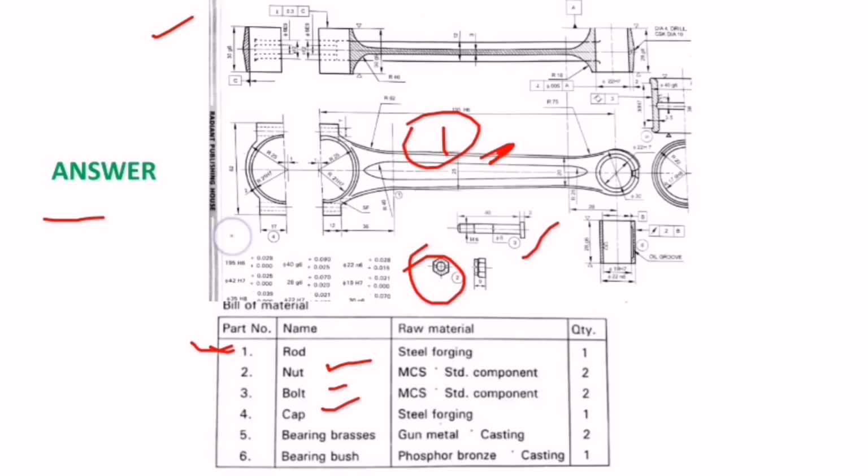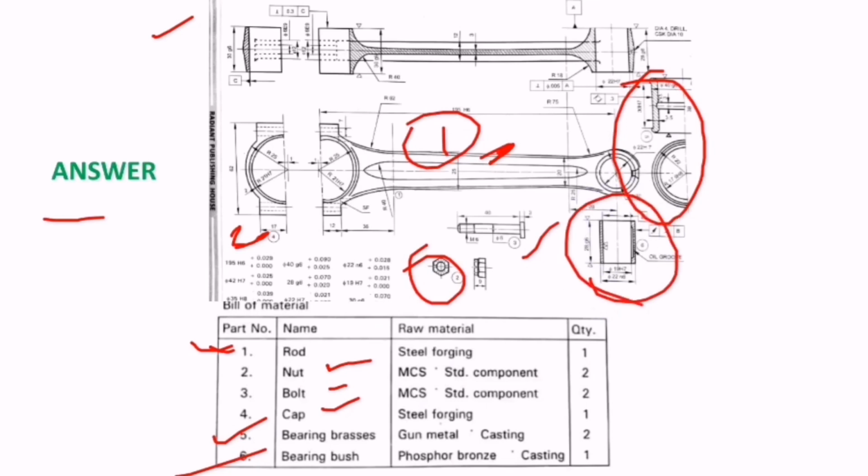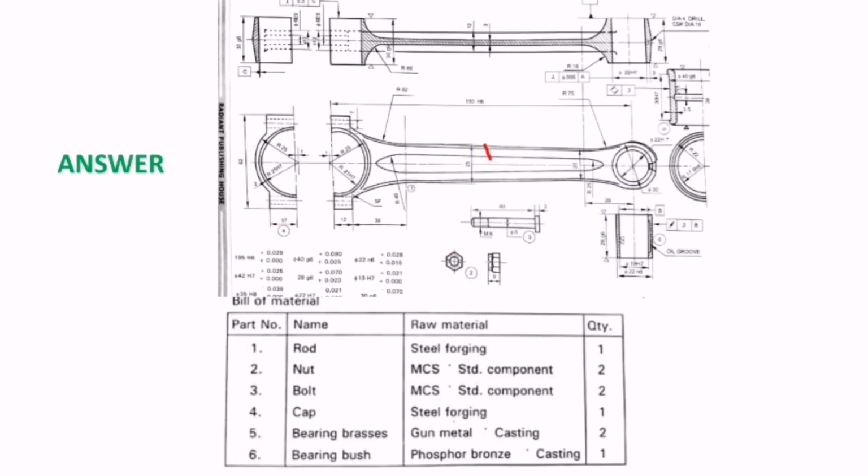And the fourth one is cap. This is the fourth one, cap. And the fifth one is bearing brasses. This is bearing brasses. And the sixth one is bearing bush. This is bearing bush. So these all are the parts. This is the first part, this is the second part, this is the third part and this is the fourth part, this is the fifth part and this is the sixth part. These are the six parts. First one is rod, second one is nut, third one is bolt, fourth one is cap, fifth one is bearing brasses and sixth one is bearing bush. These are the six individual parts divided from that assembled figure.